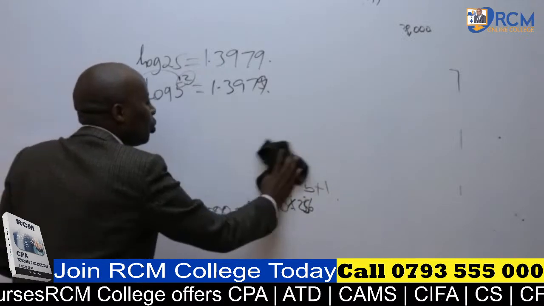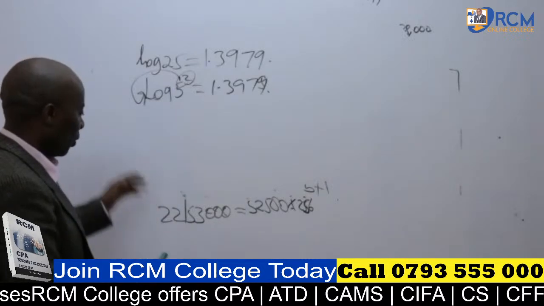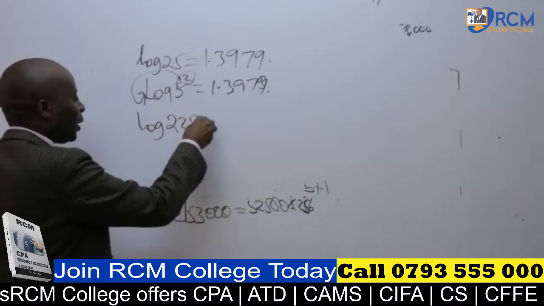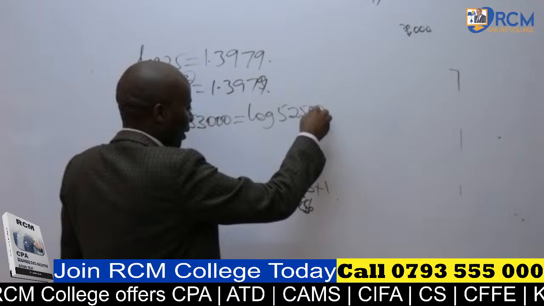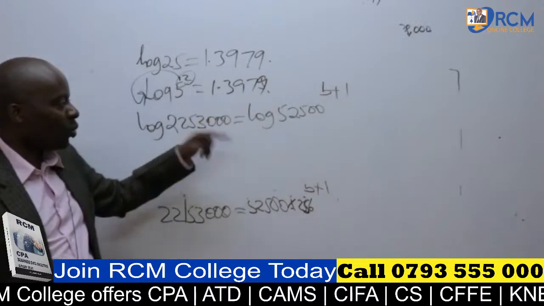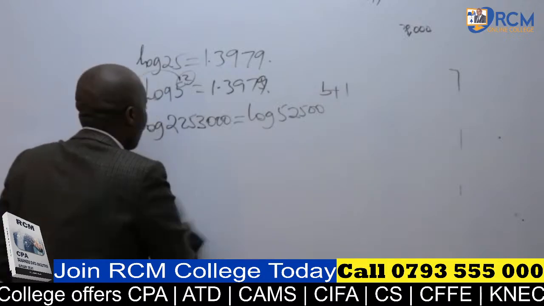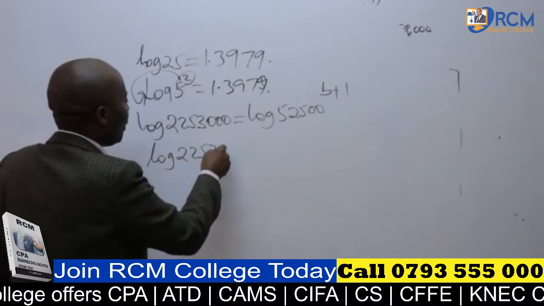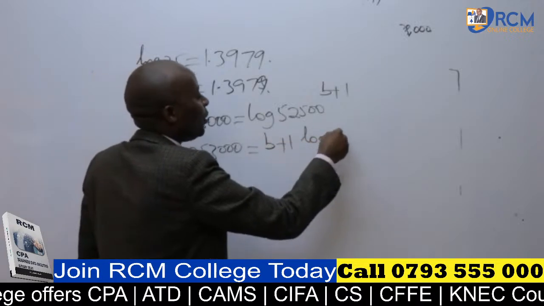in our 2 terms, 2 sides of the same coin, left-hand side and right-hand side. So we talk of logarithm of 2253,000. This will be equal to logarithm of 52,500, but now raised to b plus 1. And then, of course, now we need to bring this b plus 1 down. So this will be log of 2253,000 equals b plus 1 logarithm of 52,500.